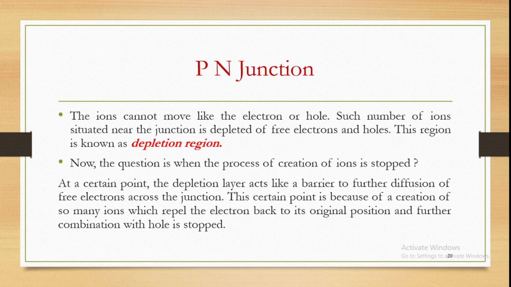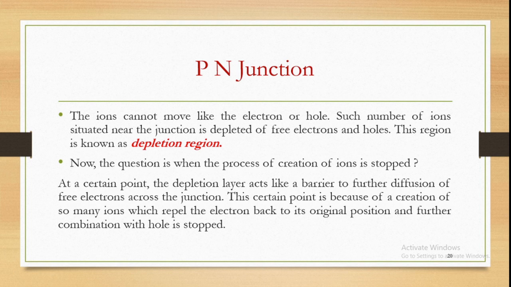So in the depletion region, the ions cannot move like the electrons or holes. Such a number of ions situated near the junction is depleted of free electrons and holes. So that's why this region is called a depletion region. Now the question is: when is the process of the creation of ions stopped?